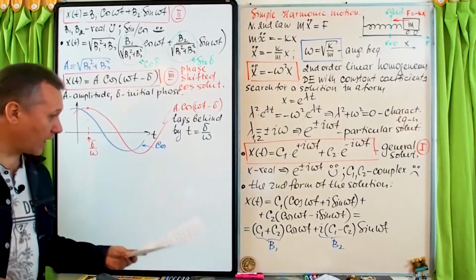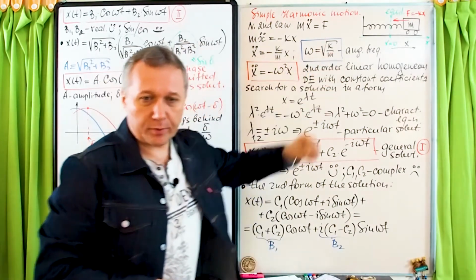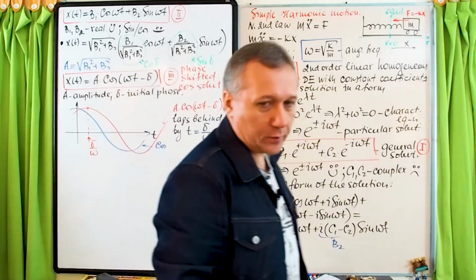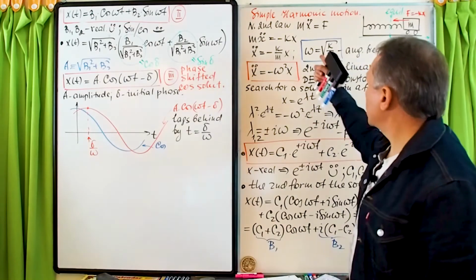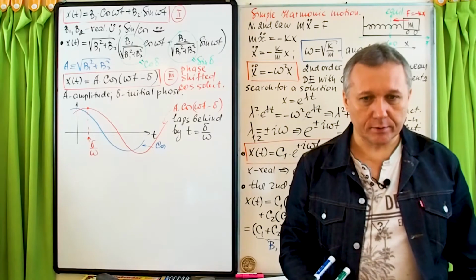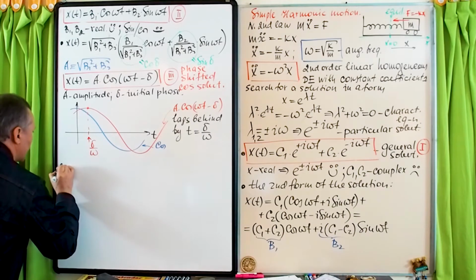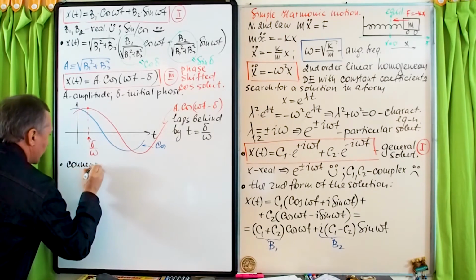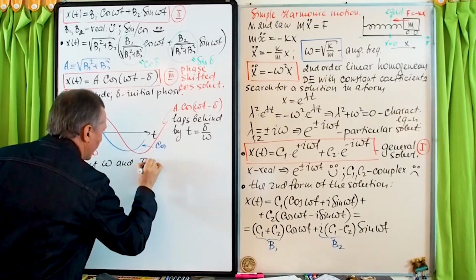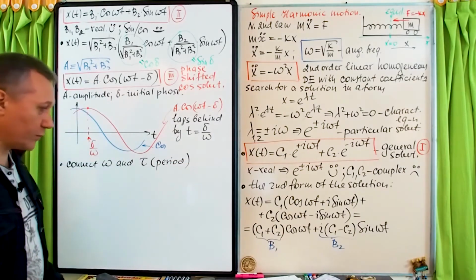Then, yeah, so now we have this intrinsic property of the system: the square root of force constant divided by m. Now, how is this intrinsic property related to the period of oscillations? Let's connect them. So I will put a new bullet and write: connect omega and period tau. It's a periodic function, so of course we can introduce a period.